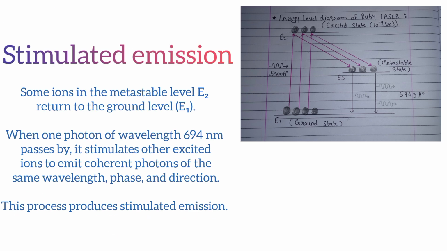The next is stimulated emission. Some ions in the metastable level E2 return to the ground level E1. When one photon of wavelength 694 nanometer passes by, it stimulates other excited ions to emit coherent photons of the same wavelength, phase and direction. This process is called stimulated emission.